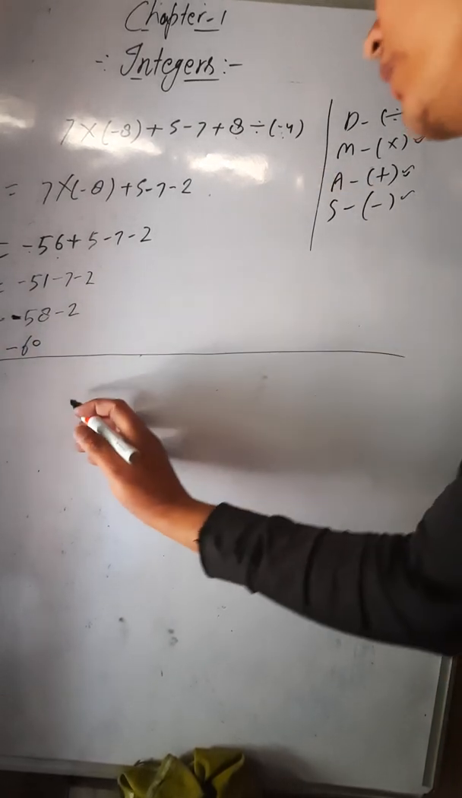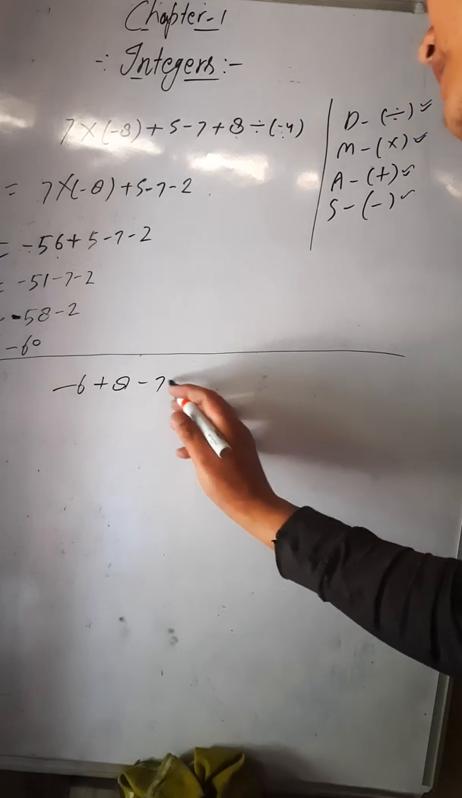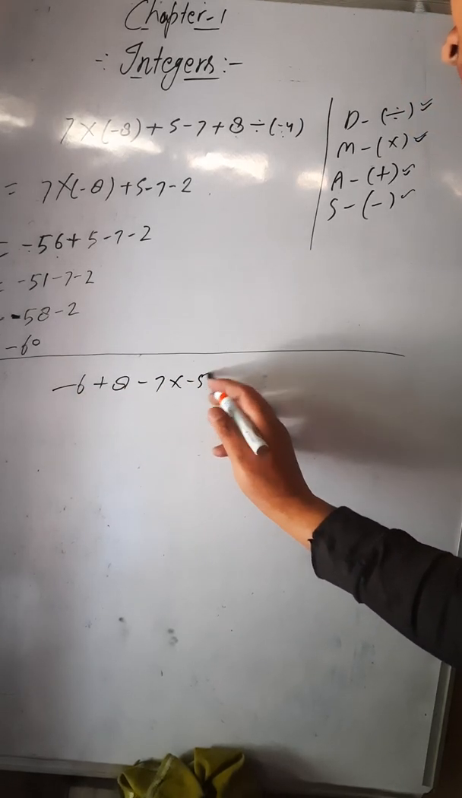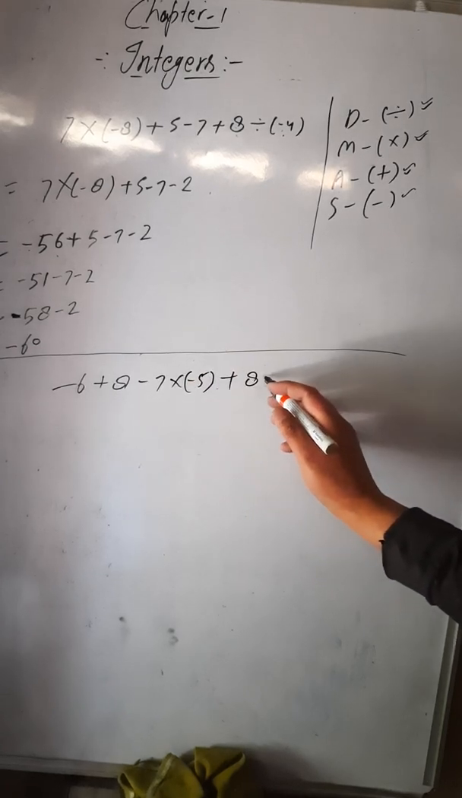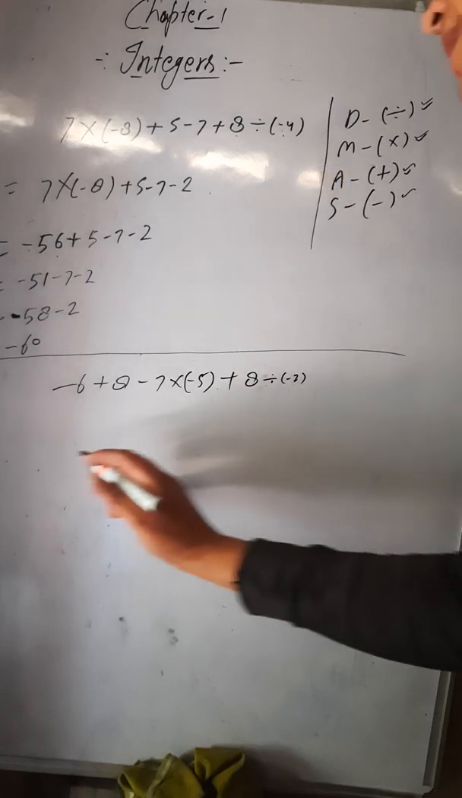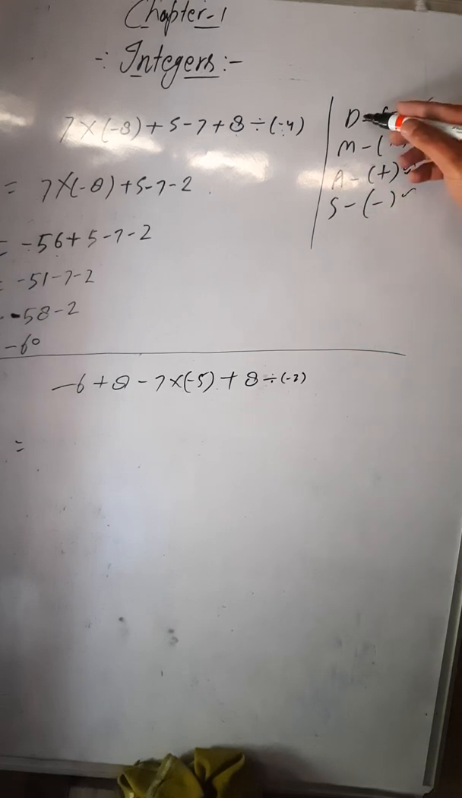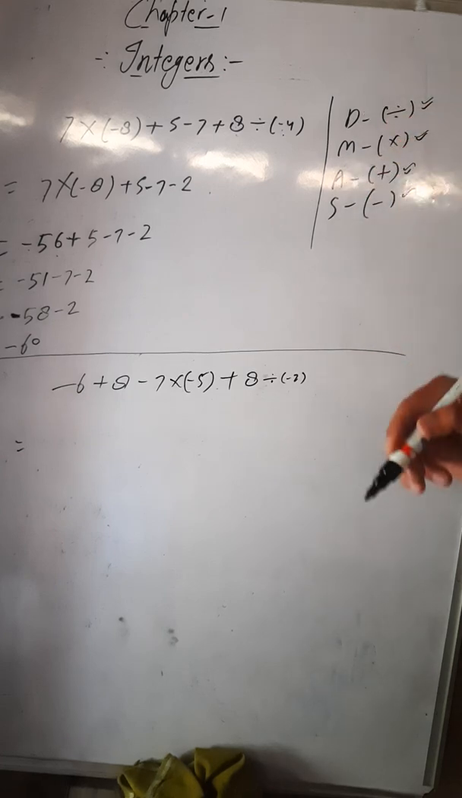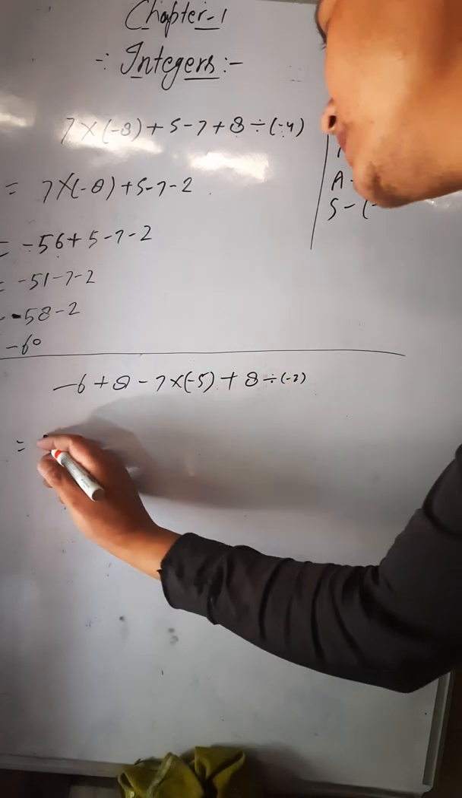One more question I am telling you: minus 6 plus 8 minus 7 multiply minus 5 plus 8 divided by minus 2. This again you have to do. Now see, the sequence is: first you will divide, then multiply, then add, then subtract. So first you will divide. Division is here. The rest of the question you will write as it is.